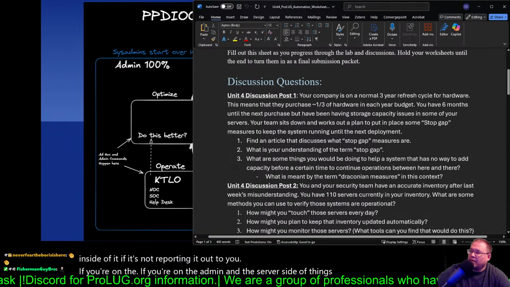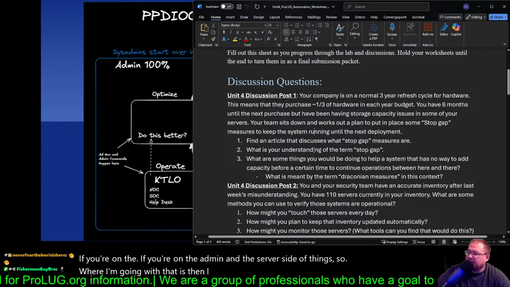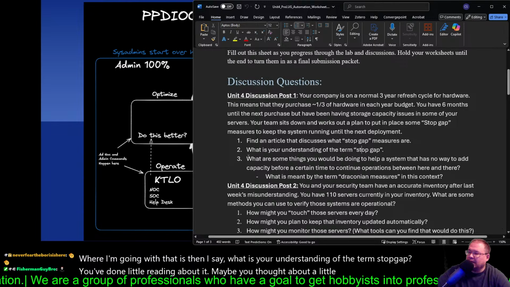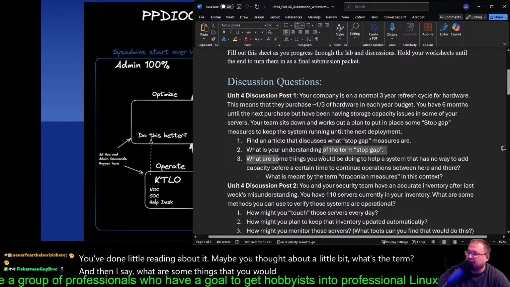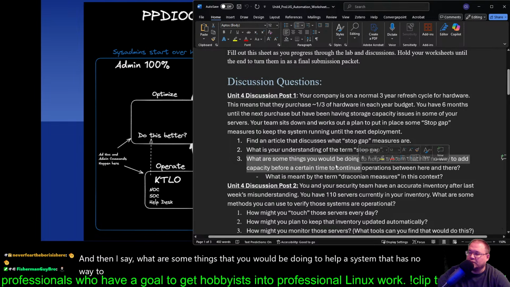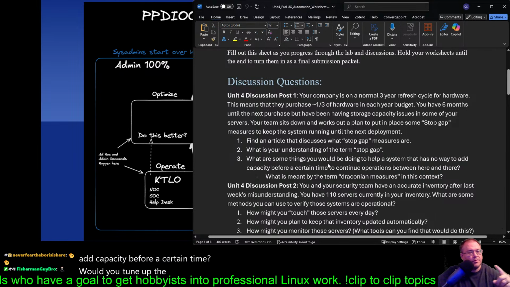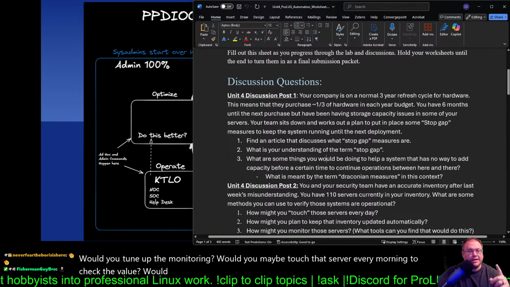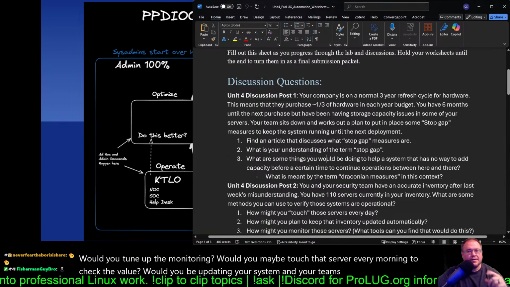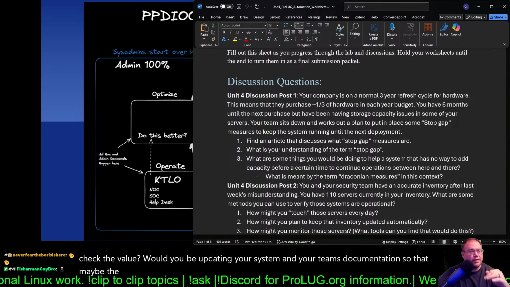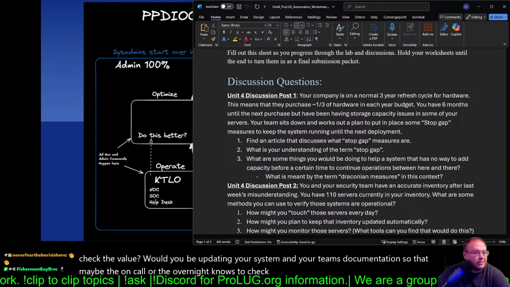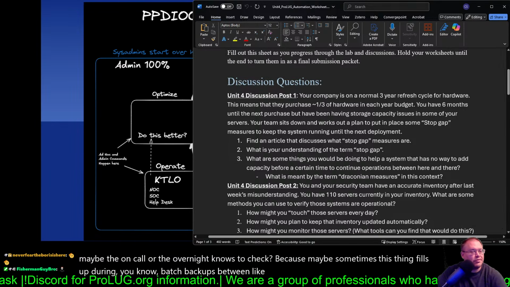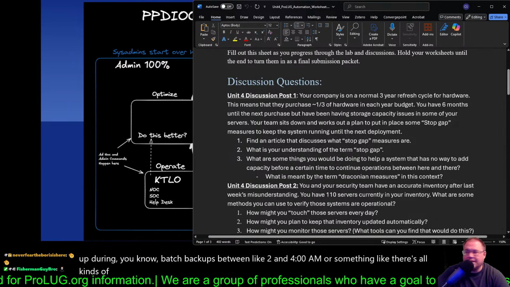So where I'm going with that is then I say, what is your understanding of the term stopgap? You've done a little reading about it. Maybe you've thought about it a little bit. What's the term? And then I say, what are some things that you would be doing to help a system that has no way to add capacity before a certain time? Would you tune up the monitoring? Would you maybe touch that server every morning to check the value? Would you be updating your system and your team's documentation so that maybe the on-call or the overnight knows to check, because maybe sometimes this thing fills up during batch backups between like 2 and 4 a.m. or something? There's all kinds of things that we might need to think about here.